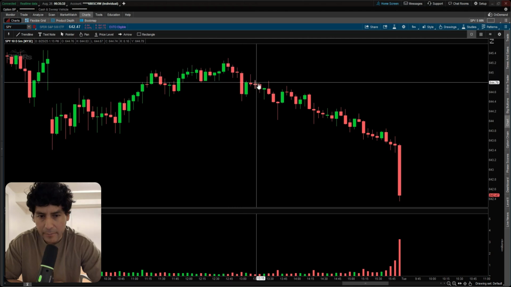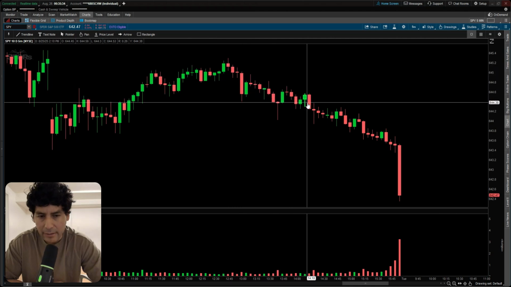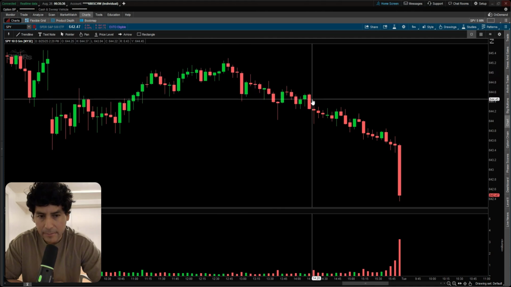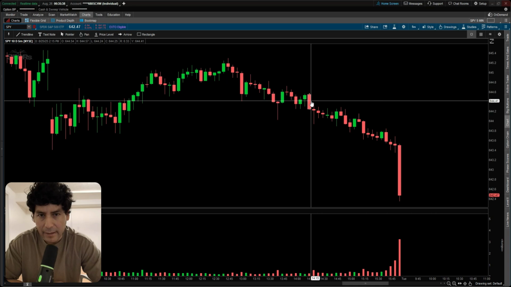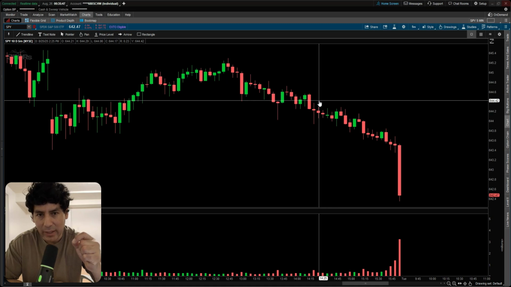And this is the candle, a bearish engulfing. It is a solid red candle. This means now it's time to enter.